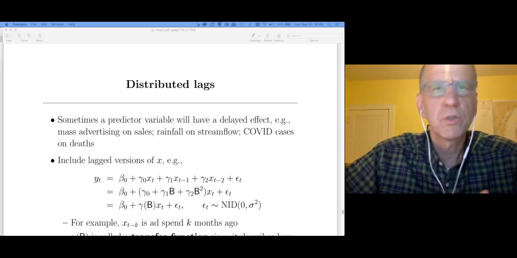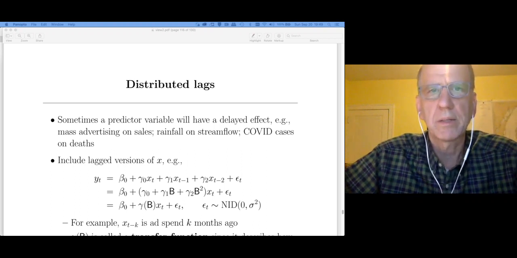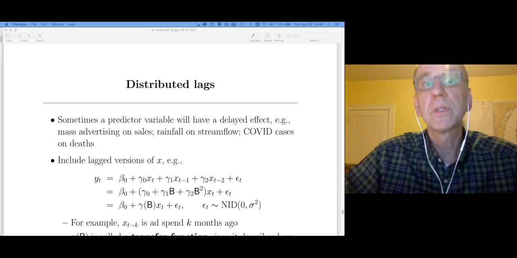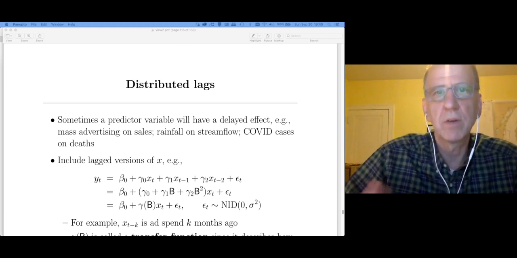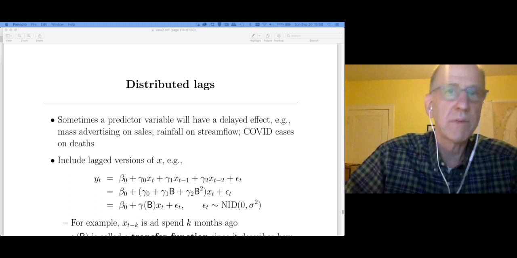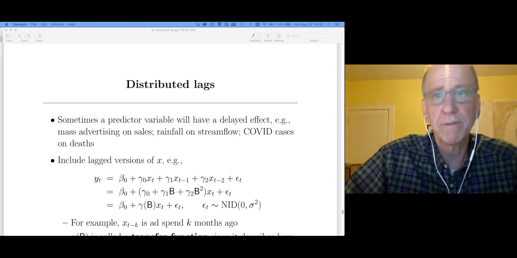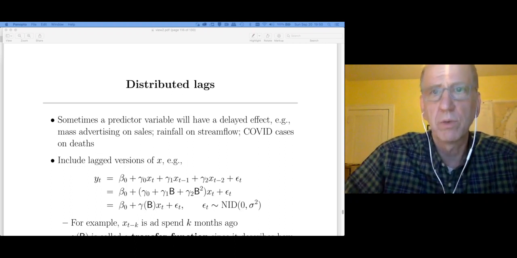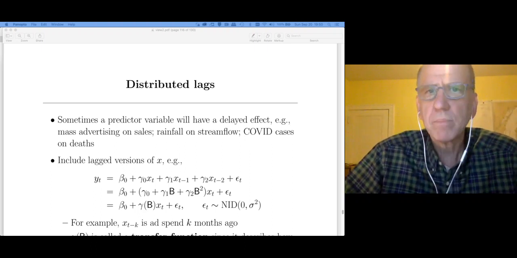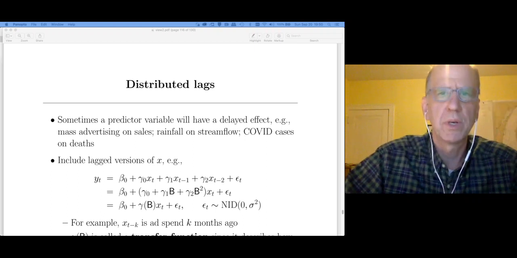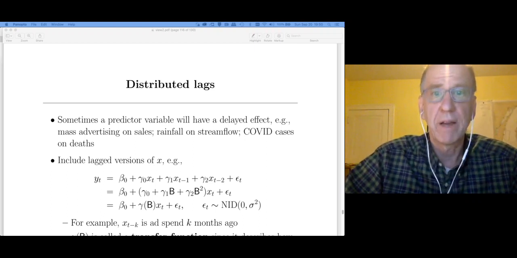There are some extremely powerful brands like Coca-Cola and McDonald's, and part of the reason they're so powerful is because of the advertising they've done over the years. So the advertising I do today could have an immediate effect on you, but then it could also affect you next month and the month after and the month after that. There are many examples of where there could be delayed effects.